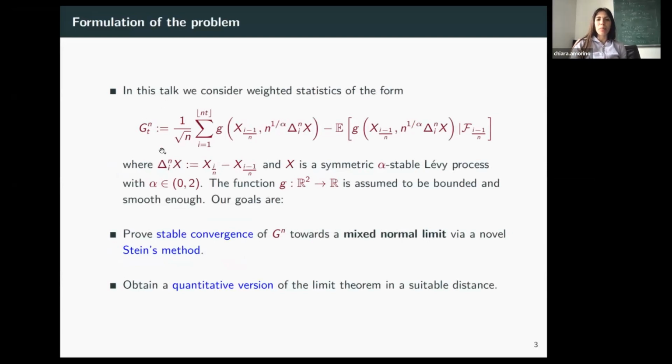And here, can you see my pointer as well? Yes. Yes. Very good. Very happy about it.